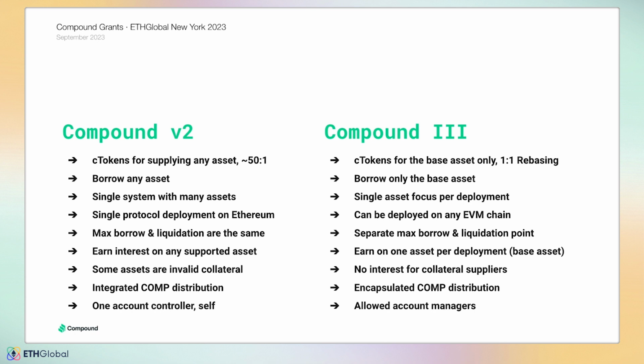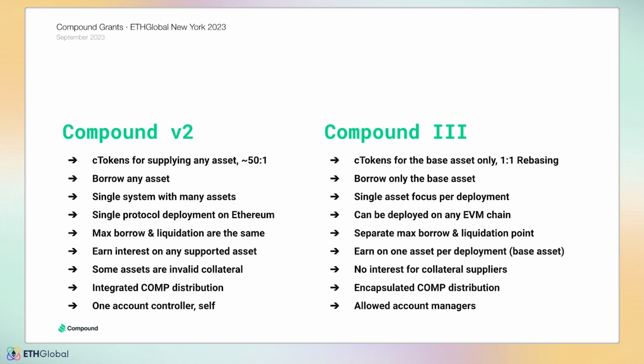In Compound V2, max borrowing and liquidation are at the same point. So if you borrow the maximum amount allowed by your collateral, you'll get liquidated in the next block. In Compound 3, there's a separate max borrow and liquidation point. So there's a no new borrows period, which makes it safer for borrowers to borrow the maximum amount, and they won't always be liquidated immediately.